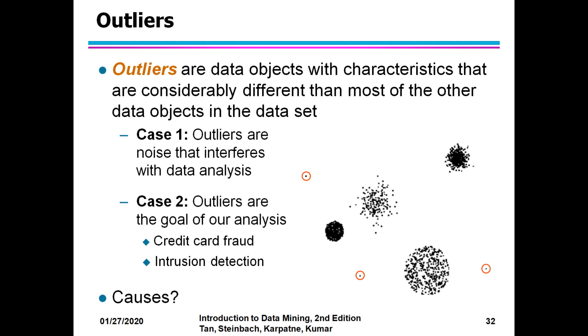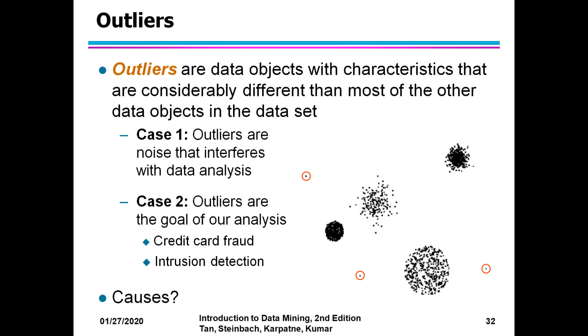Case one, outliers are noise that interferes with the data analysis. You can see three red colored circles, they are called outliers. Outliers are noise that will interfere with the data analysis. The dense black dots represent the complete data, and these three red colored points are disturbing it.